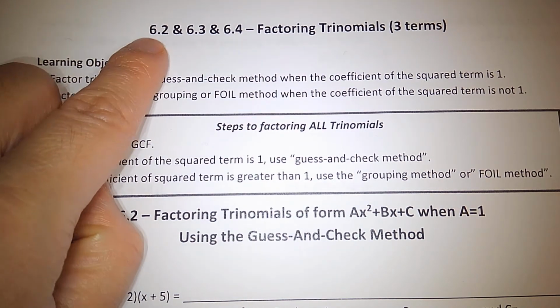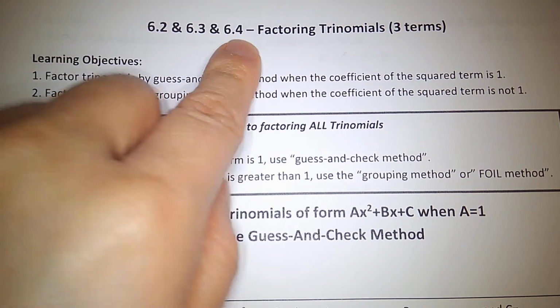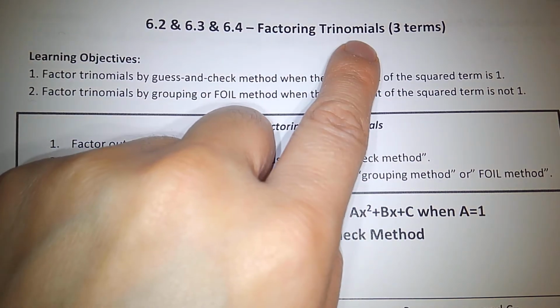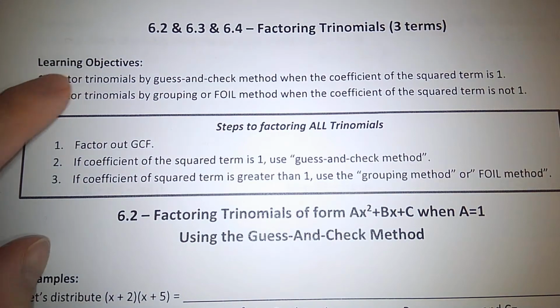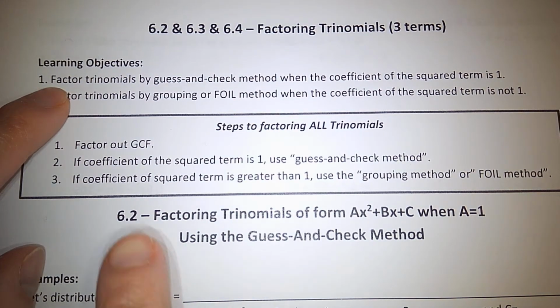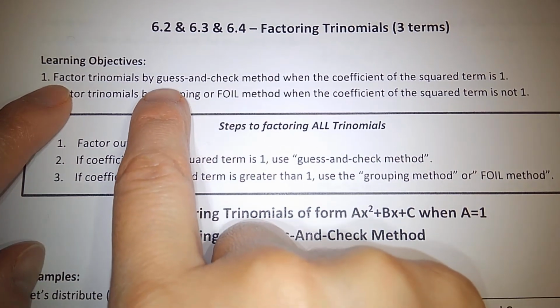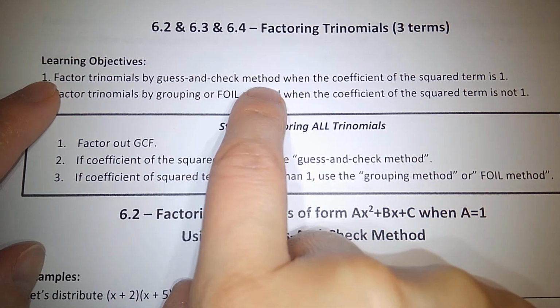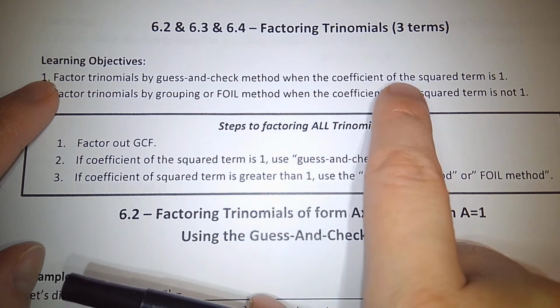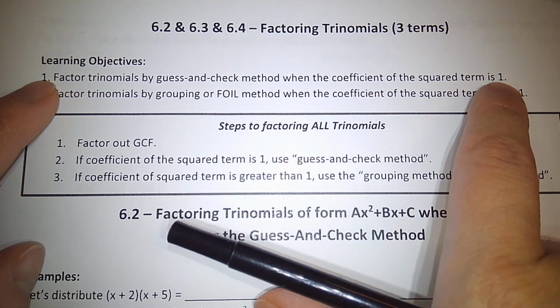These three sections, 6.2, 6.3, 6.4, are all about factoring trinomials. Trinomials are polynomials with three terms, okay? So our objectives will be to factor trinomials by what? Guess and check, okay? Guess and check method. Actually, what is the guess and check method? It's used when the coefficient of the square term is 1, okay?